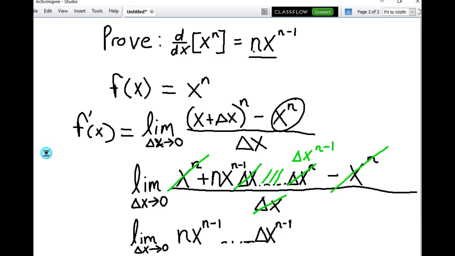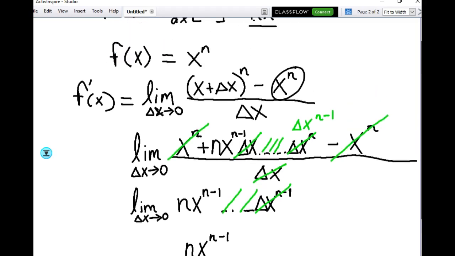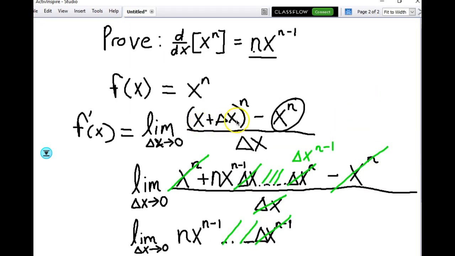Well, now, if I do my direct substitution, and I plug in 0 for every delta x, then every term is going to just cancel out, including the last one, because you're plugging in 0. And all that you're left with after that is the answer, which is n x to the n minus 1. And there's our proof. So I just showed, using what we know about binomial expansions, that the derivative of a power function is that power in the front, and the power decreases by 1.